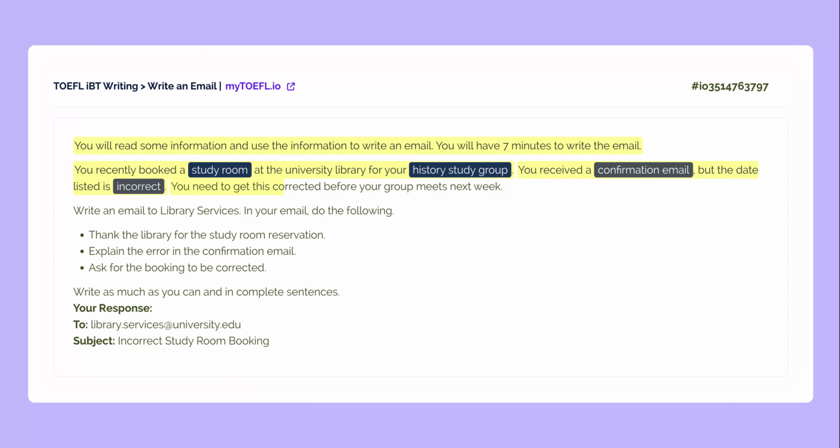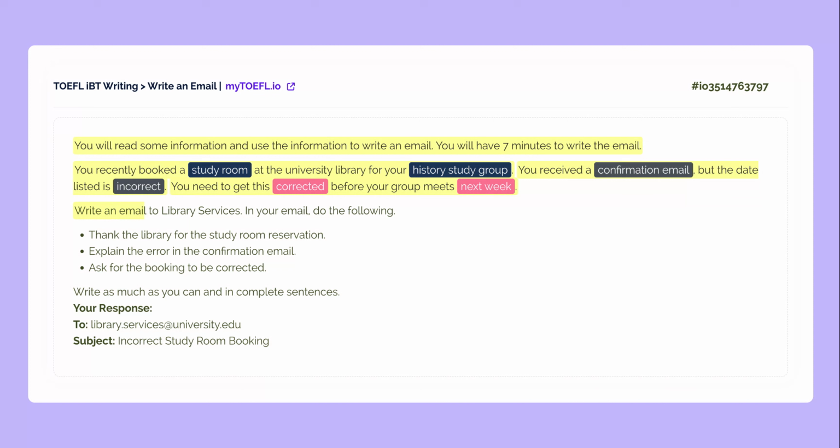You need to get this corrected before your group meets next week. This gives us our timeline. The booking must be corrected because the meeting is happening next week. This creates a sense of polite urgency that you should reflect in your writing. It also reminds you that the email's purpose is to request a specific change.